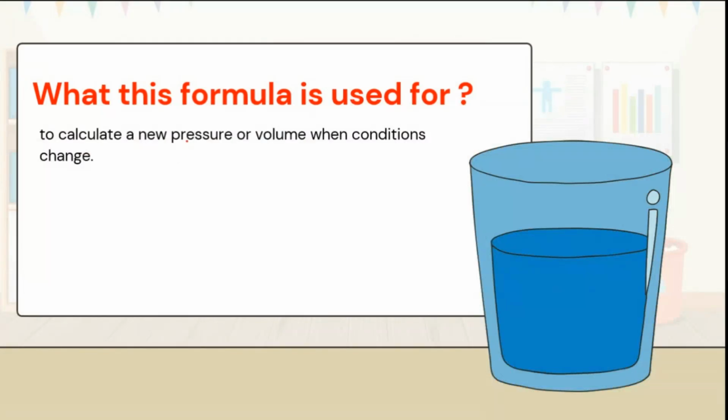We can express Boyle's law with this simple mathematical formula: P1V1 equals P2V2. P1 and V1 are the initial pressure and volume, whereas P2 and V2 represent the final pressure and volume. This equation is incredibly useful for calculating how a gas's volume or pressure will change under certain conditions.